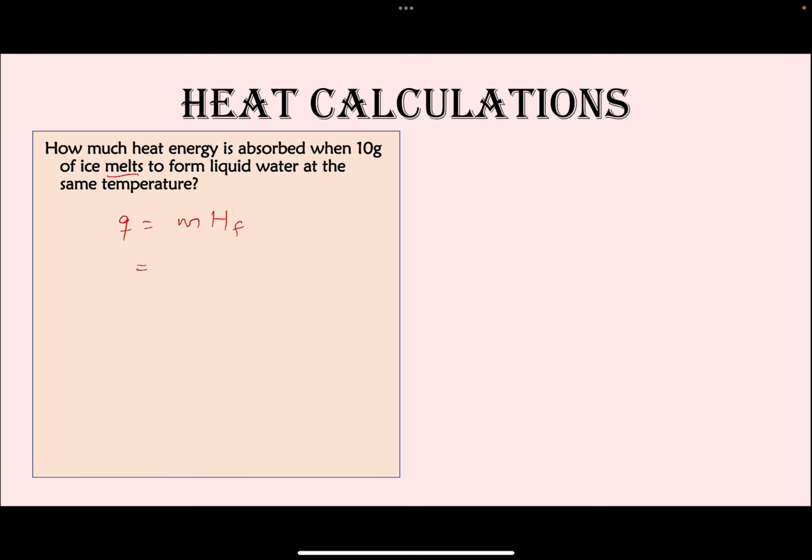So the mass that is given in the question is 10 grams. We are talking about liquid water. So the heat of fusion for liquid water is already given in table B. So that is 334 joules per gram. So once we multiply both things, we get 3,340 joules.